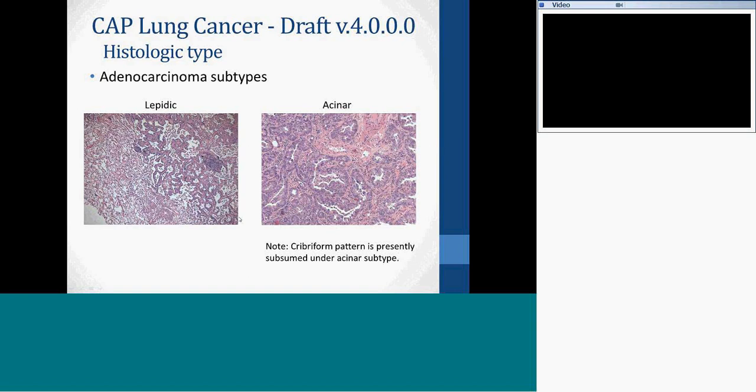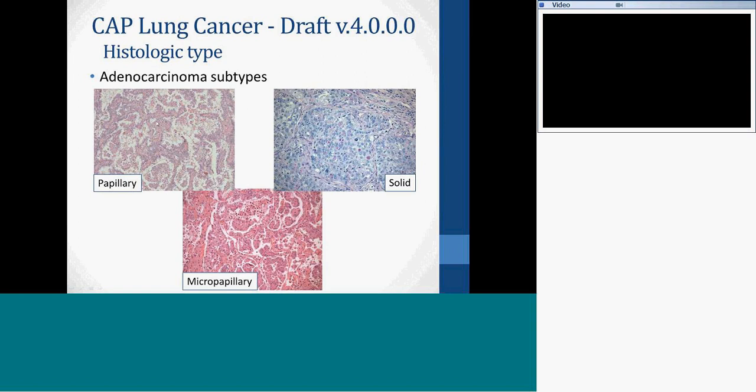A quick reminder of the current adenocarcinoma subtypes. We've got lipidic predominant, with a lipidic type pattern where you've got surface growth of tumor cells on alveolar septa, or acinar histologic type where you've got formation of these structures with central lumens. One thing I would note is that the cribriform pattern, which is becoming increasingly recognized and maybe associated with poor prognostic features, currently has no separate subtype designated for it in the WHO classification or in the CAP protocol, and so that would be currently still subsumed under the acinar subtype. Then we have papillary with the finger-like projections, fibrovascular cores lined by tumor cells, and micropapillary, where you've got the papillary tufts without the fibrovascular cores.